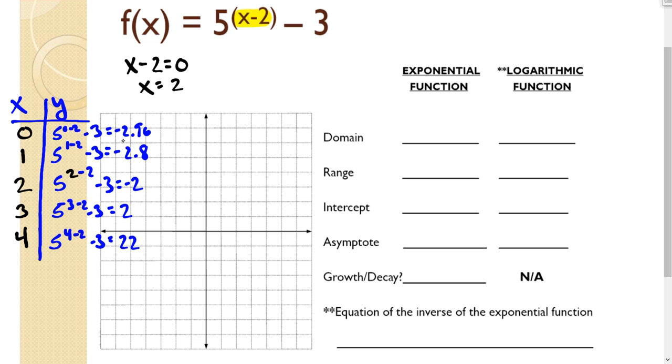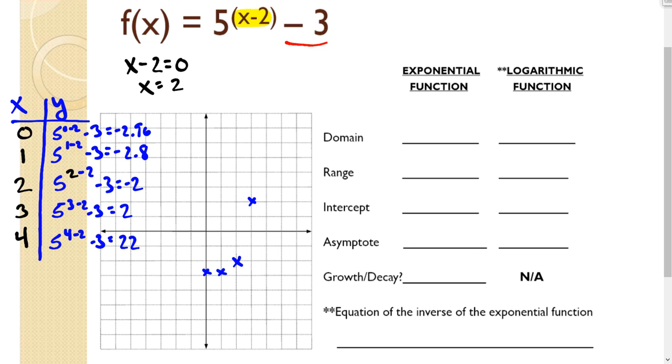We've got the point 0, negative 2.96. So 0 and 1, negative 1, negative 2, negative 3, but a smidge higher. So we'll mark it right there. 1, negative 2.8, so just a little bit higher than the one that came before it. 2 and negative 2, so now we're starting to head up. 3 and positive 2. And then I would be graphing 4 and 22, but that's probably not going to fit, okay?